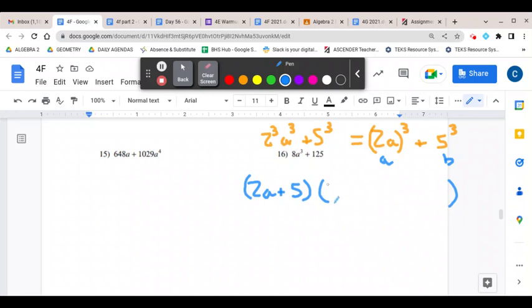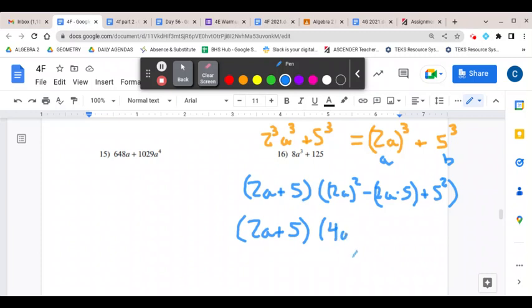And then we're going to have 2a squared minus 2a times 5 plus 5 squared. Simplifying to 2a plus 5, the 2a squared becomes 4a squared because we square the 2, we square the 4. 2a times 5 is 10a, and then 5 squared is 25.